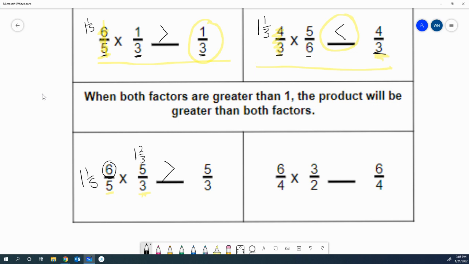Super simple there. 6/4 times 3/2, do you think it will be greater than, less than, or equal to 6/4? I really hope you said greater than, because we know that when both factors are greater than 1, the product will be greater than both factors. So that shows us that this last rule is pretty easy to follow.